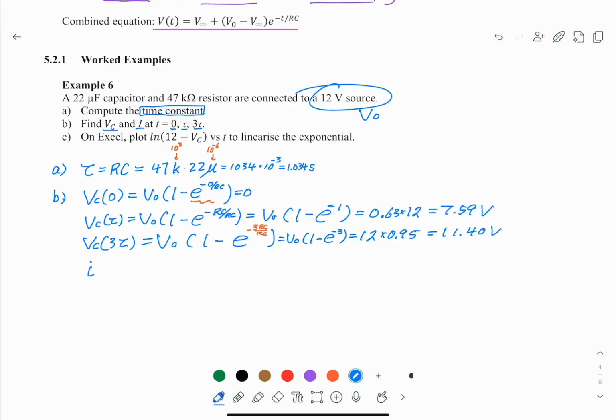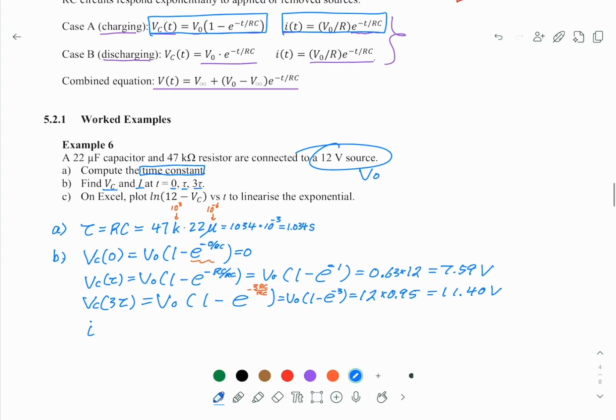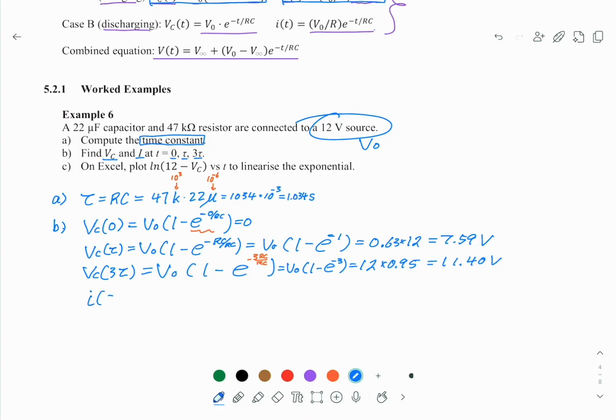Okay, let's look at the current. The current I at time equal to 0 is as if the capacitor is not here, so you only have a simple resistance. So this is V over R, where R is 47K. So you get 0.255 milliamp.